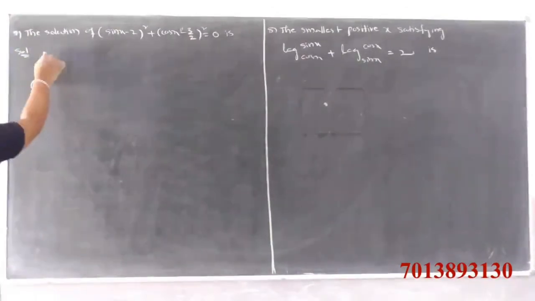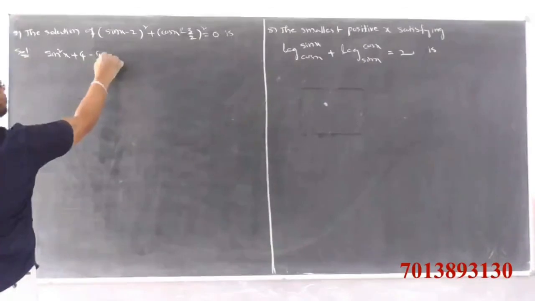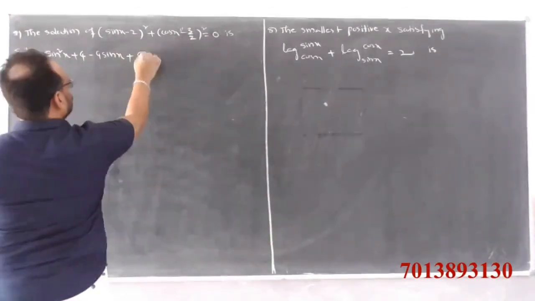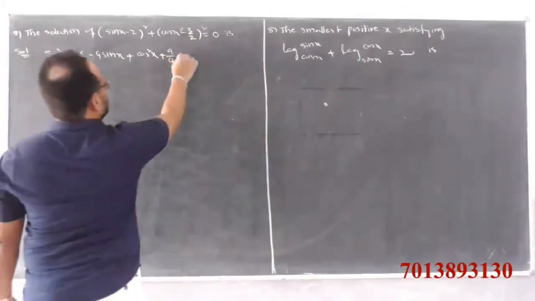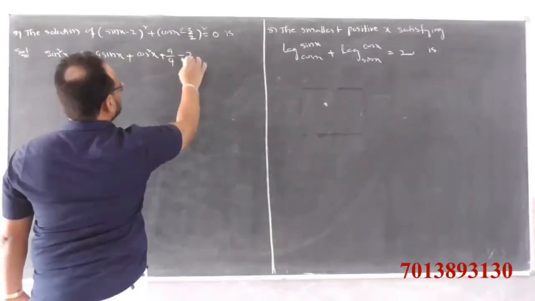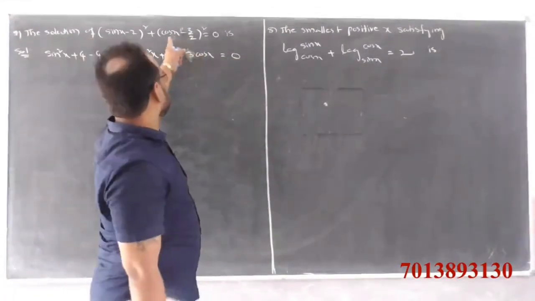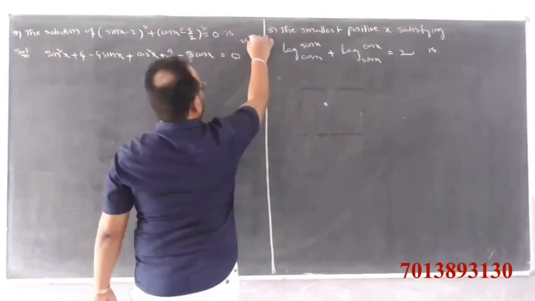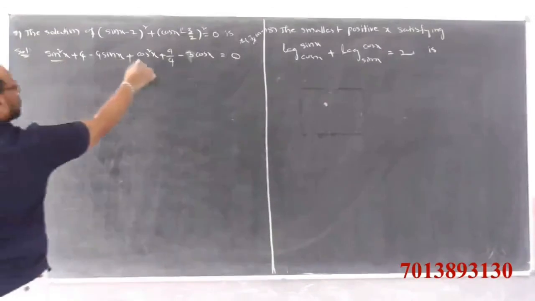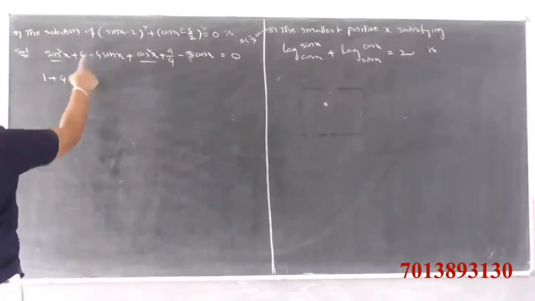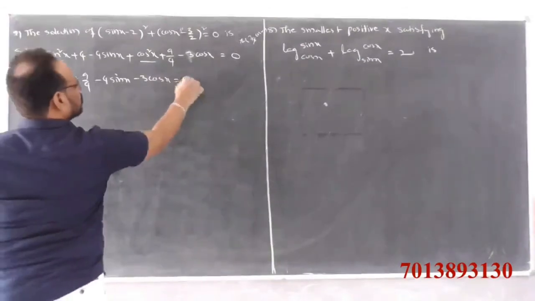So a square gives sin square x, plus b square gives 4, minus 2ab, minus 4 sin x. Plus again, cos square x plus 3 by 2 whole square gives 9 by 4, minus 2ab, 2 times cos x into 3 by 2. The 2 gets cancelled, we get only 3 cos x, equal to 0. So clearly sin square x plus cos square x is 1, 1 plus 4 plus 9 by 4 minus 4 sin x minus 3 cos x is equal to 0.